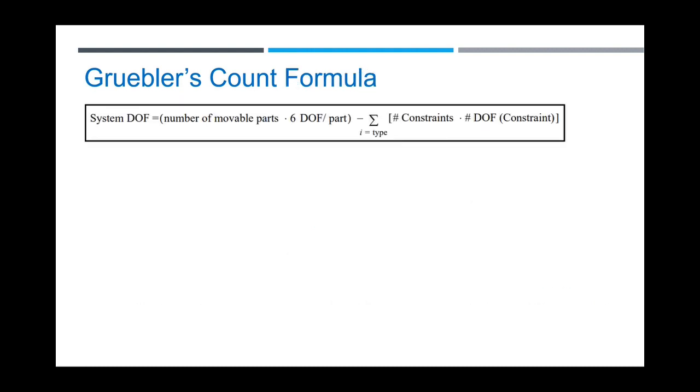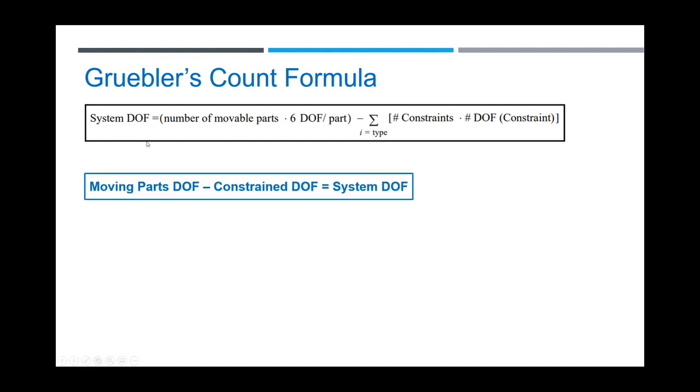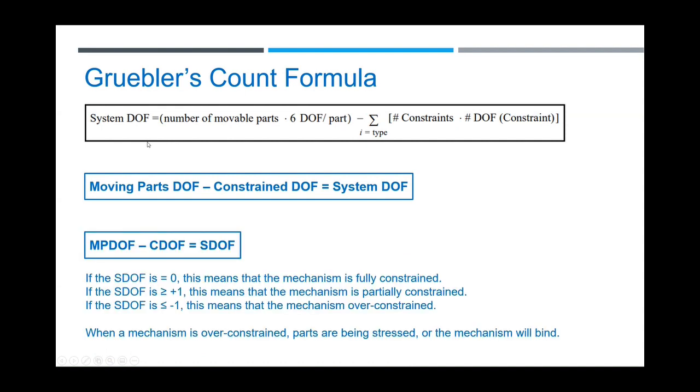So here's basically what Gruebler's count is. It's a subtraction problem. I've never had a formula where all you need to know is addition, subtraction, and multiplication. So it starts with this. System degrees of freedom is your system, your mechanism. And then all the number of moving parts in your mechanism, you multiply by 6 degrees of freedom per part, and then you subtract the joint constraint degrees of freedom, and you get basically 3 answers, right?